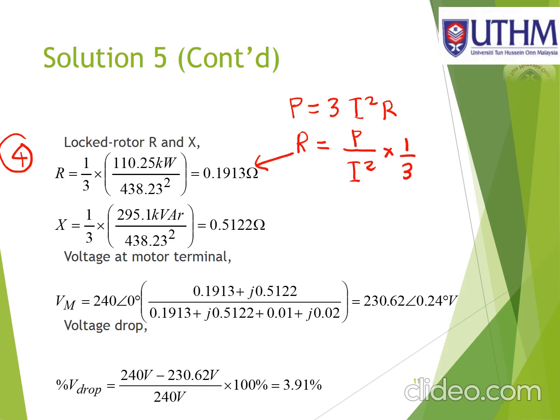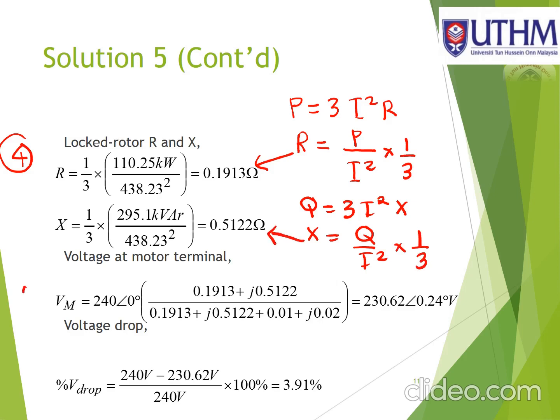Same goes for X. Q is equal to 3I squared X. So to get the X, it is equal to Q divided by I squared, times 1/3. So we get the value of X.